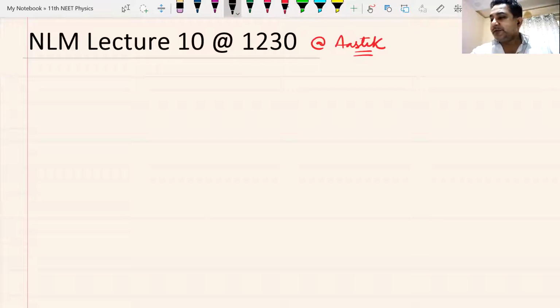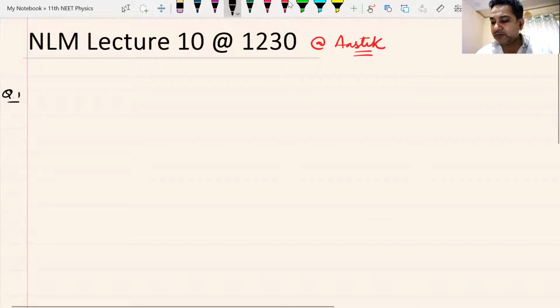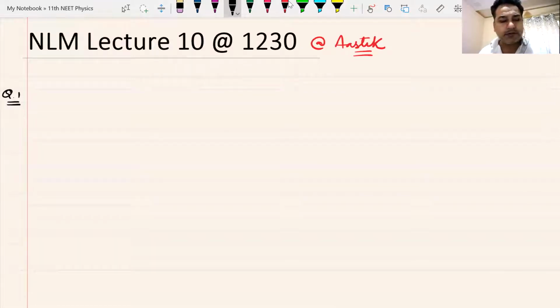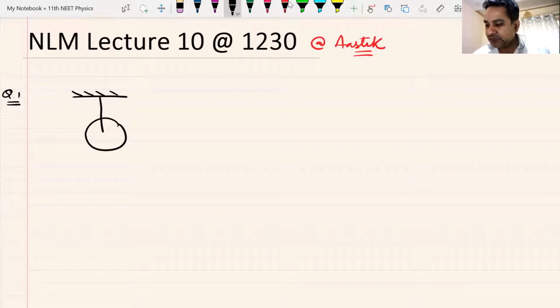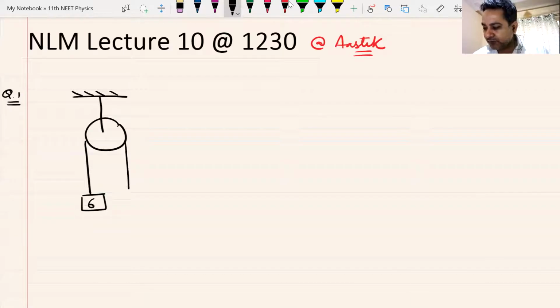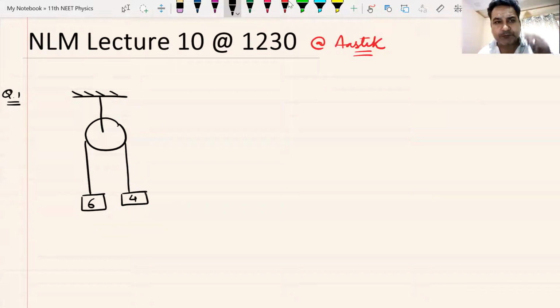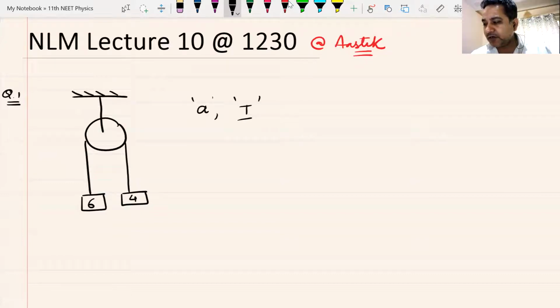Okay. What were we doing in the last class? You all remember? I think we had discussed the Atwood's machine and I had given you a question where you had to find the acceleration of these blocks and the tension in the string. No one has done the question. It's a sad part. Okay. If you have not done the question before, this is the time.